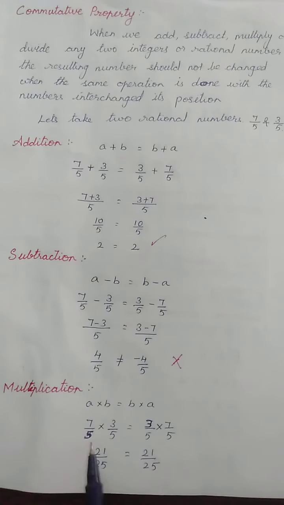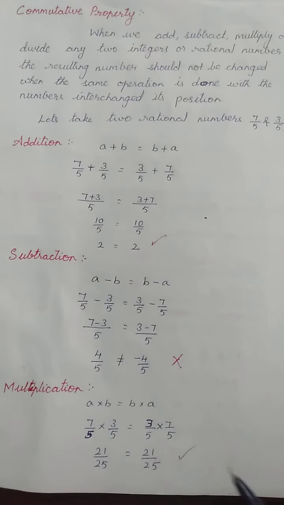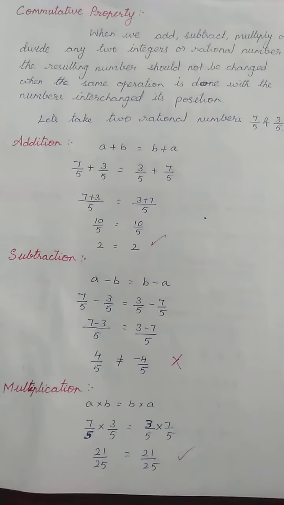Let us see for multiplication. A into B equals B into A. 7 by 5 into 3 by 5 is equal to 3 by 5 into 7 by 5. In multiplication you need not worry about anything, just multiply numerator with numerator. 7 3s are 21, denominator 5 into 5 equals 25. Again 3 7s are 21, 5 5s are 25. So commutative property under multiplication works here.